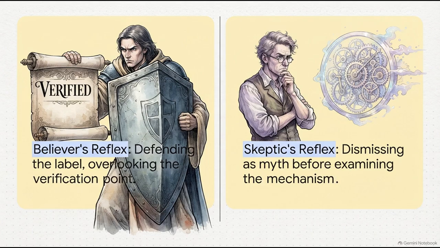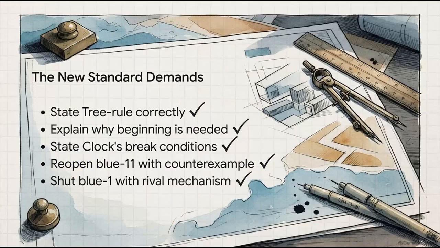On the flip side, the skeptic's reflex is to dismiss the whole proposal as faith or myth before they've even bothered to examine the falsifiable mechanism in front of them. Both sides are completely missing the lock. This new intellectual standard demands actual, rigorous engagement. To step up to this standard, you need to be able to state the tree rule correctly. You need to explain why that beginning in Genesis is even needed.